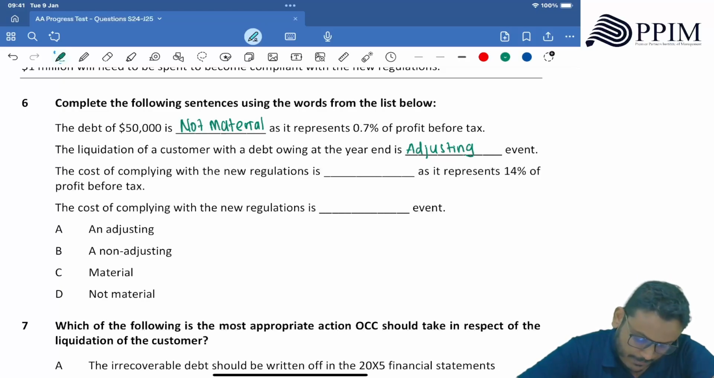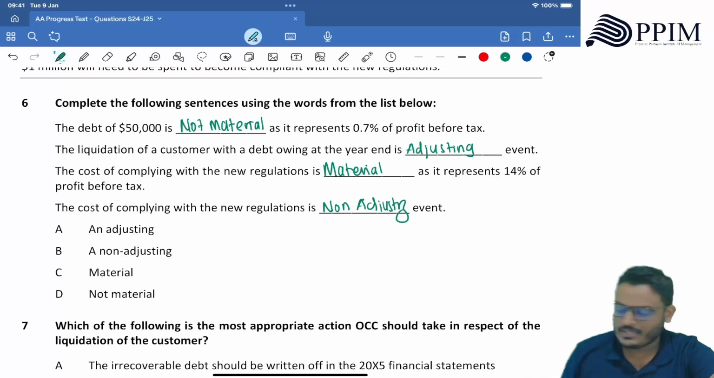The cost of complying with the new regulation is material to the financial statements, since it represents 14% of profit before tax. The cost of complying with the new regulation is a non-adjusting event. These are the answers.